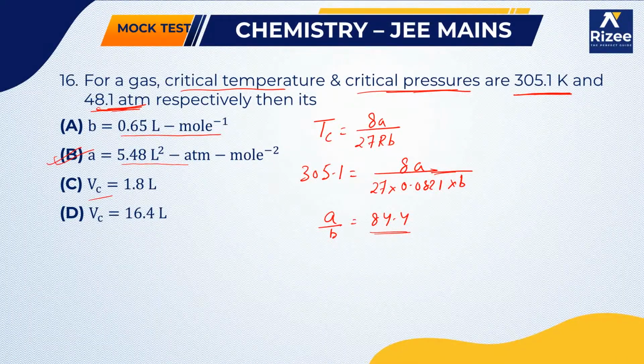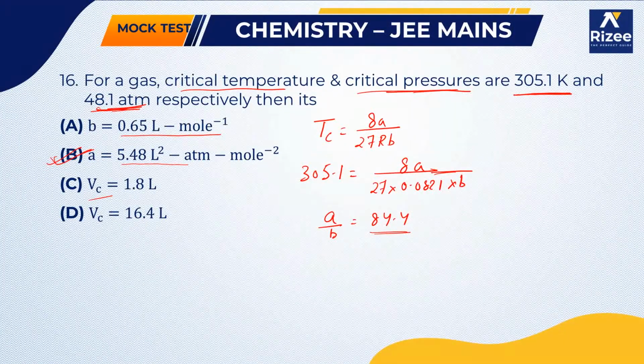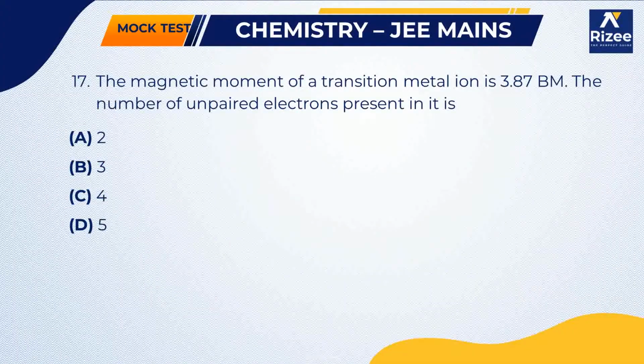So VC has given that 1.8, but we got that 0.19. So here our answer is the third option. Okay then. So moving on to the next question.